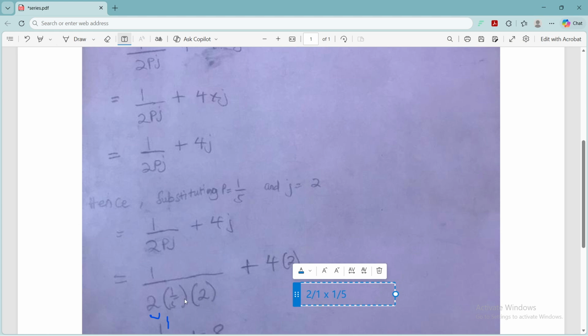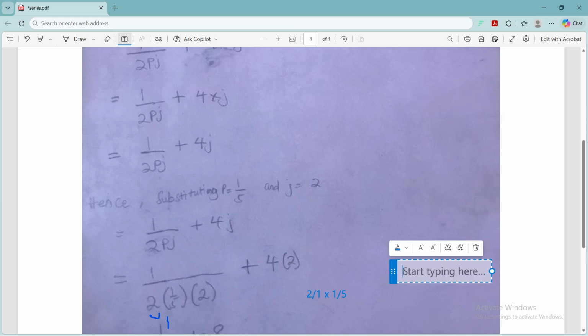So we are going to have 2 over 5 multiplying 2, right? So here we are going to have 2 over 5 multiplying 2. Okay, so 2 over 5 multiplying 2.